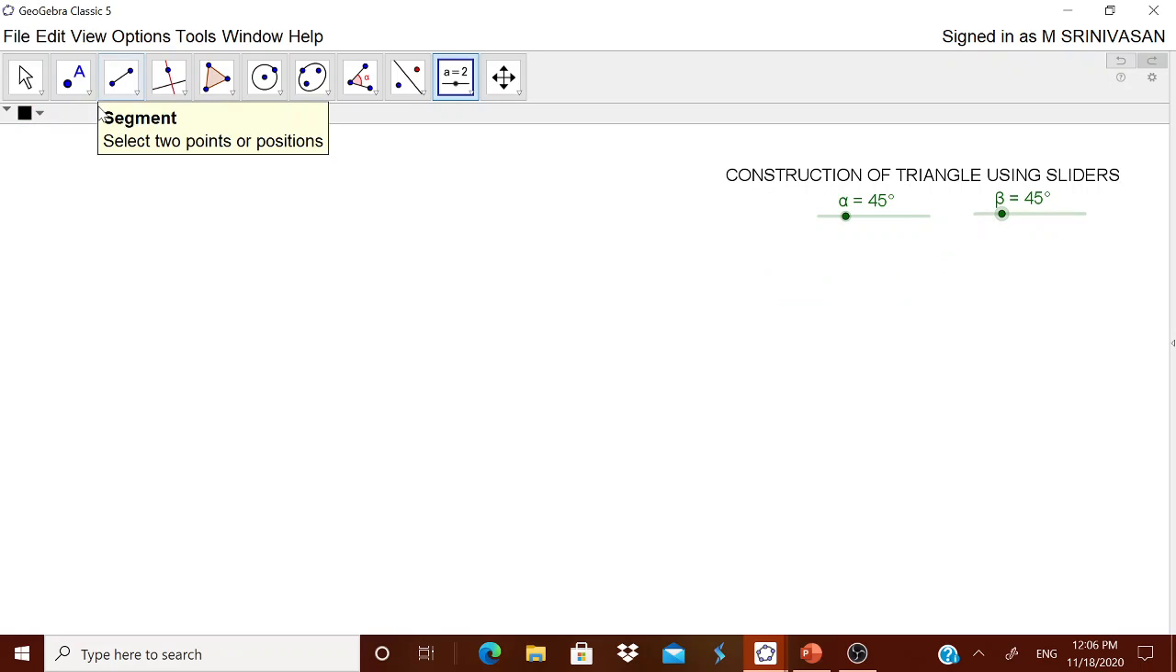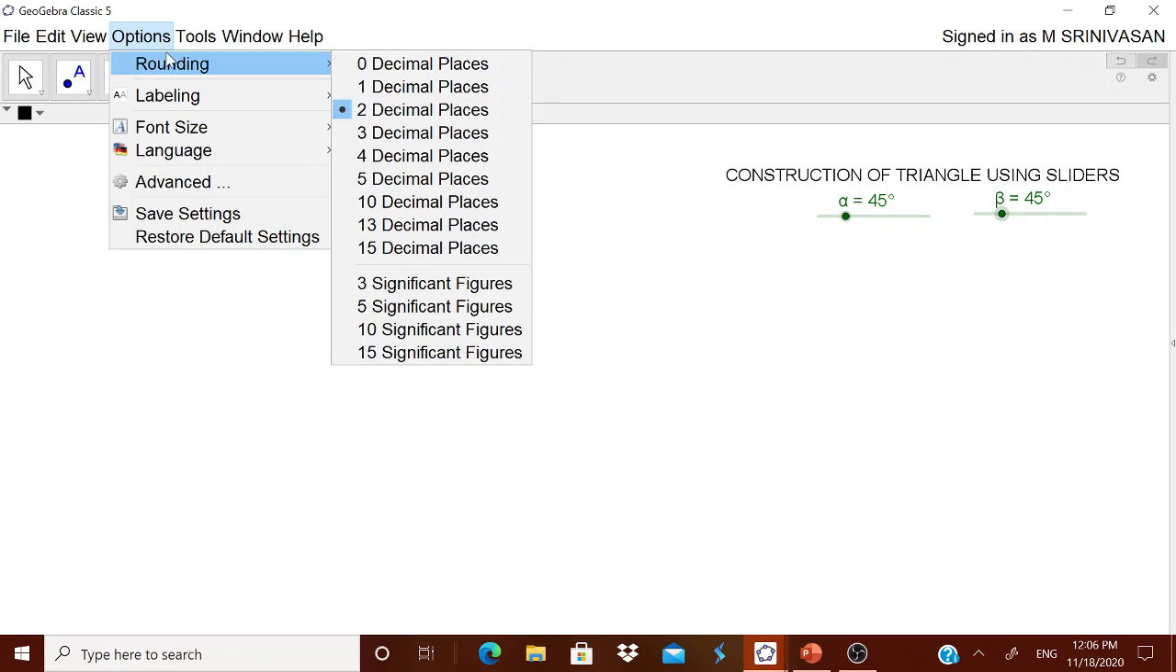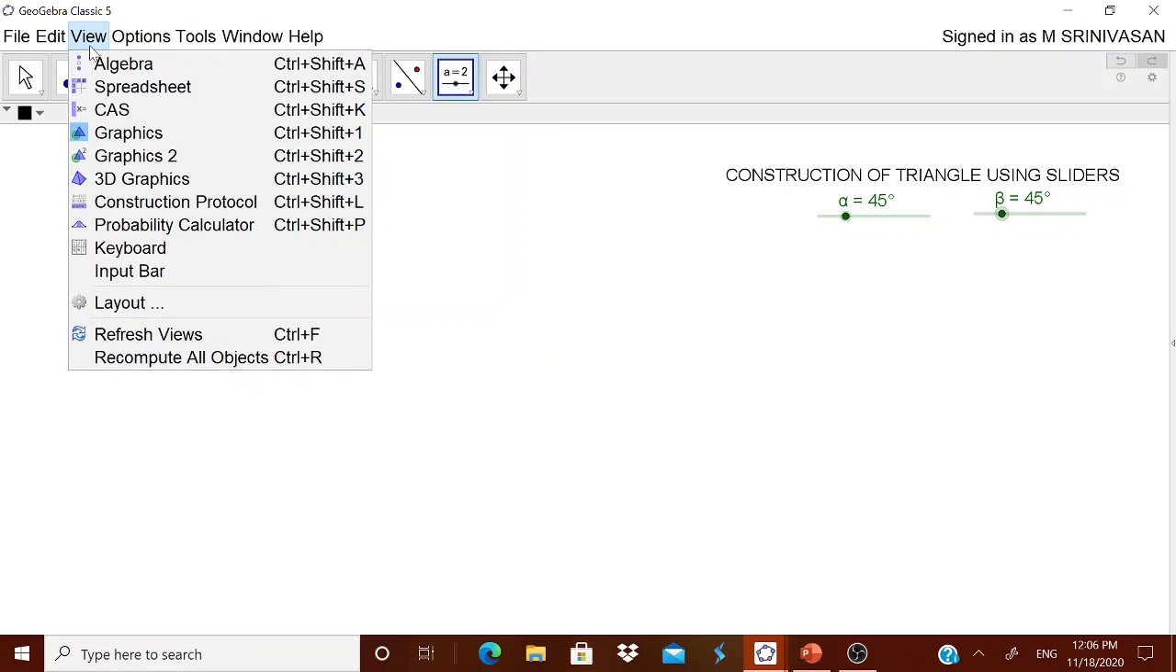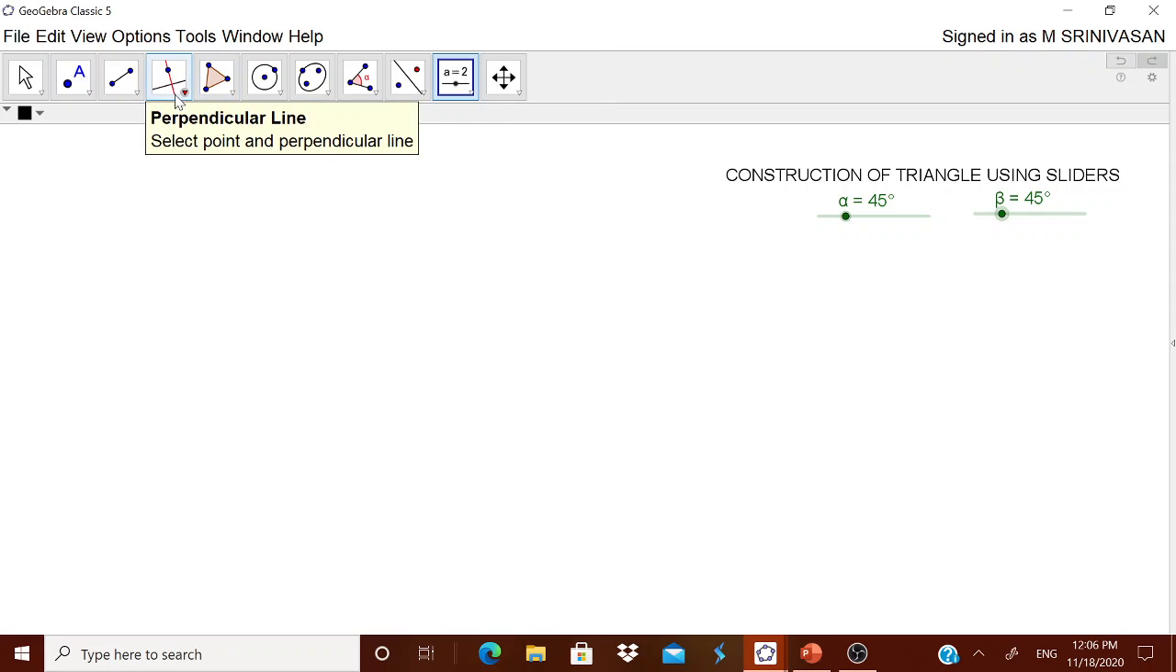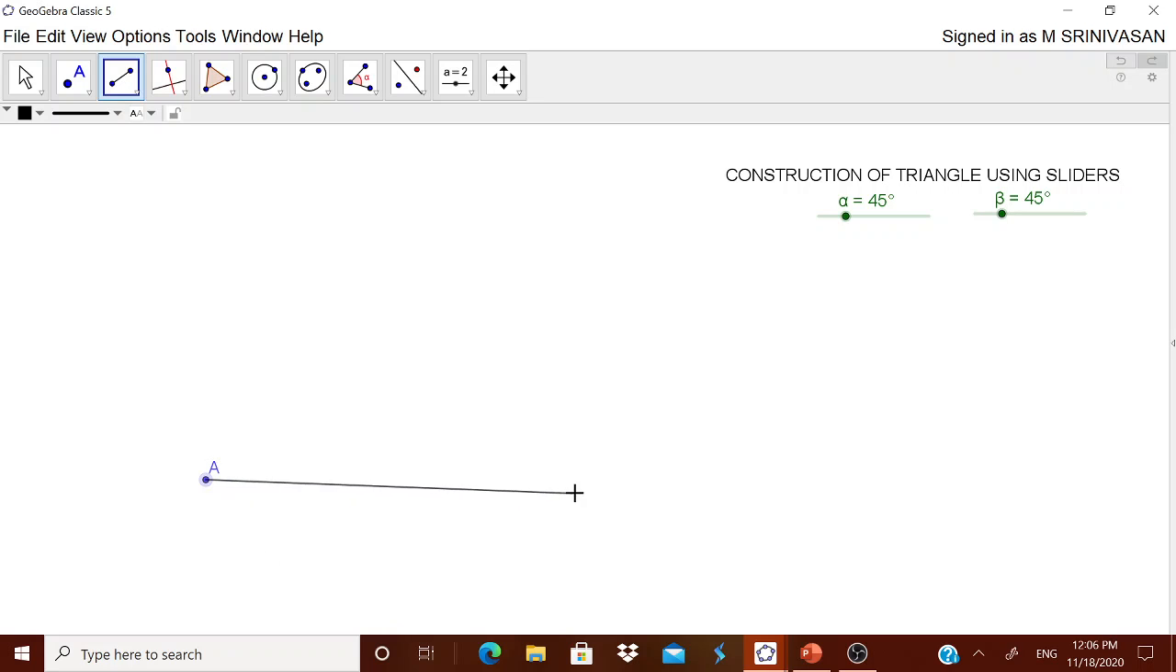Okay. Now I will go for constructing a triangle for that. Let me go for the options, labeling of new points only, rounding off to 2 decimal places, whatever you want. Yes, we will go for segment now. I am drawing a segment AB.